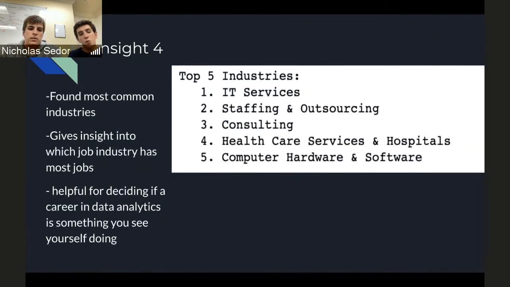So for Insight 4, we found the most common industries. We did this by finding a count per each job for each industry. This gives great insight into which industry actually contains the most jobs. Here it says IT services is number one, which means it has the most jobs of all the industries that we scraped from.